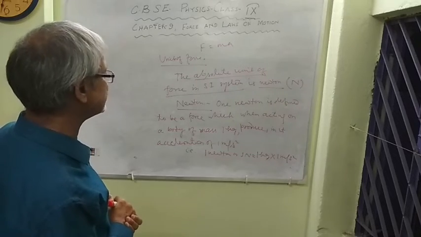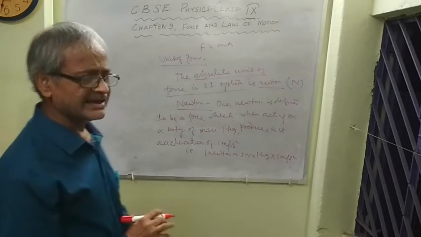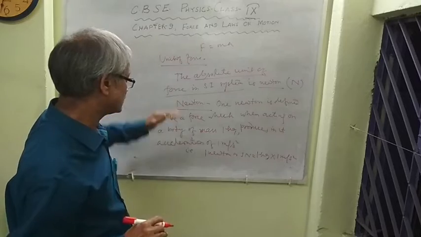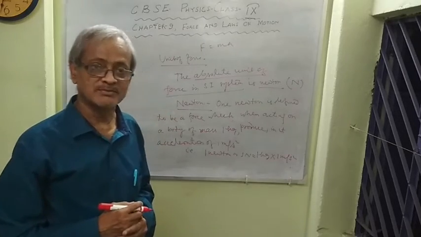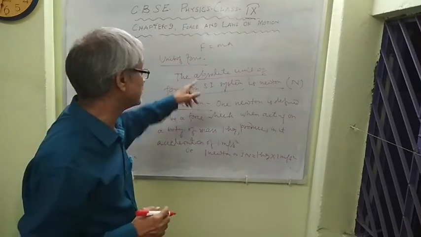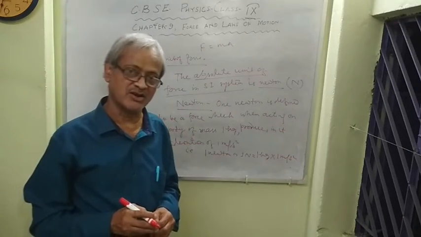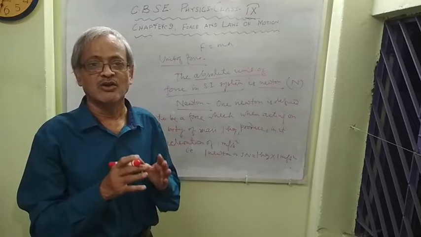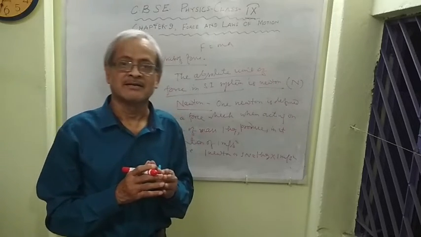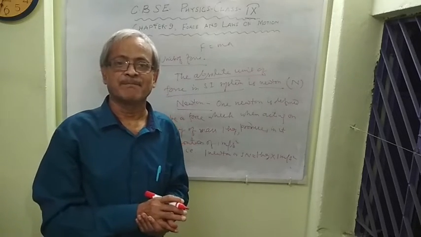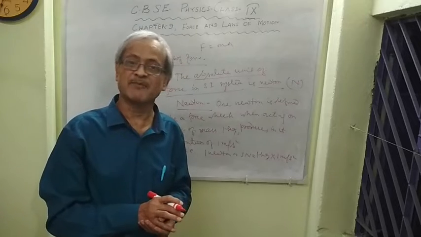Dyne is the CGS absolute unit of force. The value of this unit of force is the absolute unit of force in any system, CGS, FPS or MKS. All of them are not dependent upon the acceleration due to gravity, that is, upon the place.